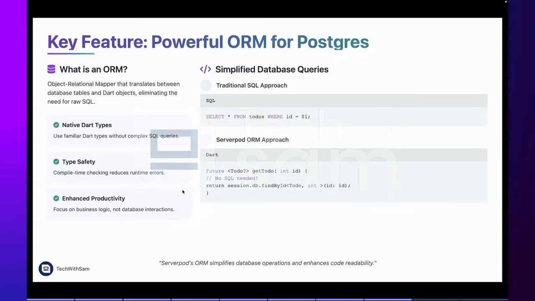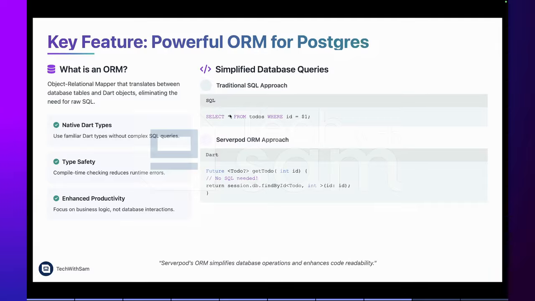So some key features also: a powerful ORM for Postgres. So what is an ORM? Object-relational mappers translate between database tables and data objects, eliminating the need for raw SQL. So it's just like the example we have here, a simplified database query versus the traditional SQL approach.